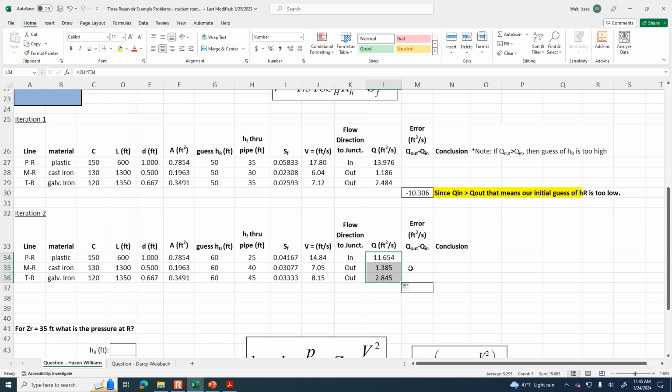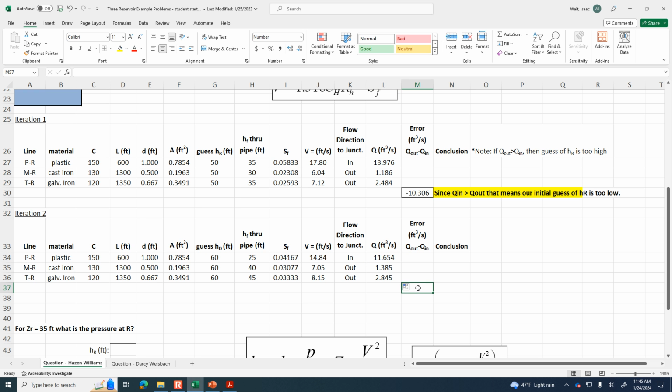And then we want to look at the consequences of the changes that we made. It brought the flow rate down a little bit for pipe PR, and it increased it a little bit for pipe MR and TR, but is it in balance yet? Obviously, you can see that there's too much flow coming into the junction and not enough flow coming out of the junction.